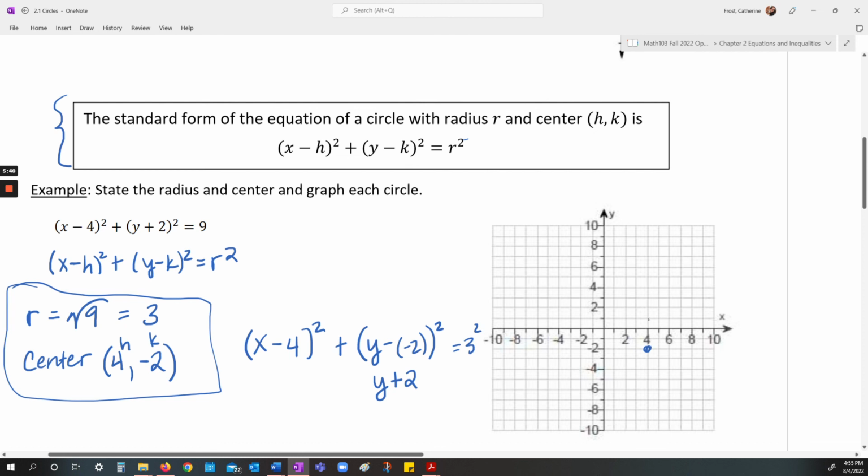So up 3, and then down 3, left 3, and right 3. This grid's kind of goofy looking. Oh well. So now you do the best you can to make it look like a circle. So sort of like that.